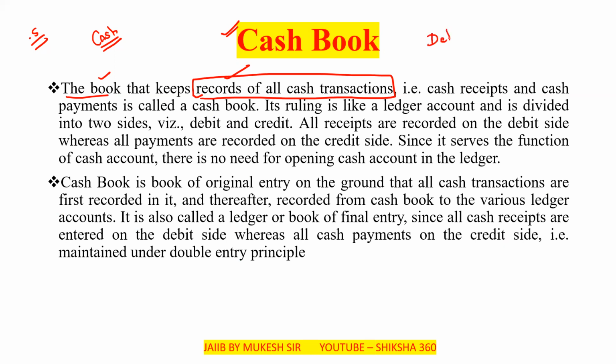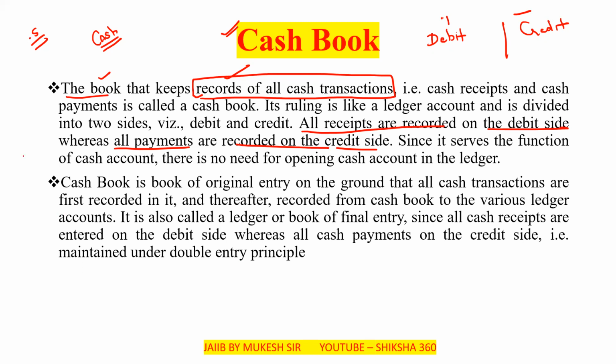So debit first, credit second. And further, all receipts are recorded on the debit side, whereas all payments are recorded on the credit side. You are able to understand these things more when we will discuss examples.